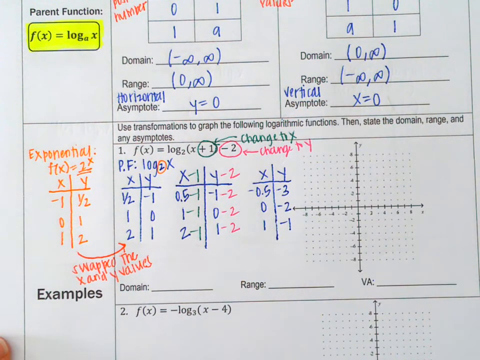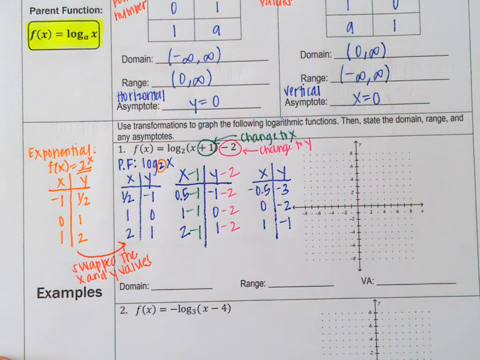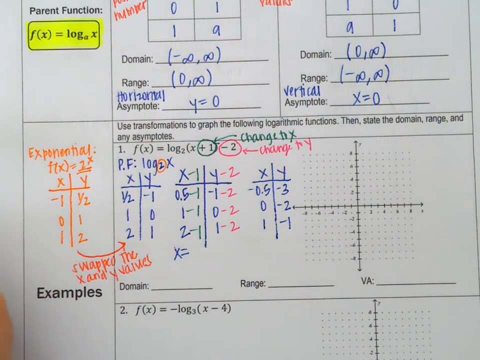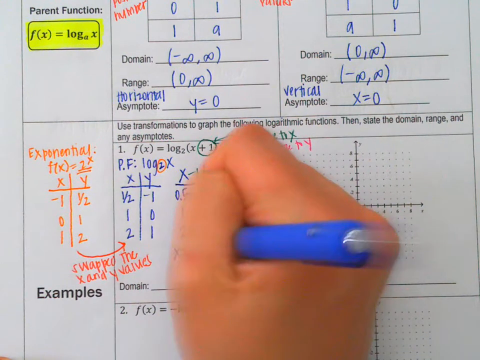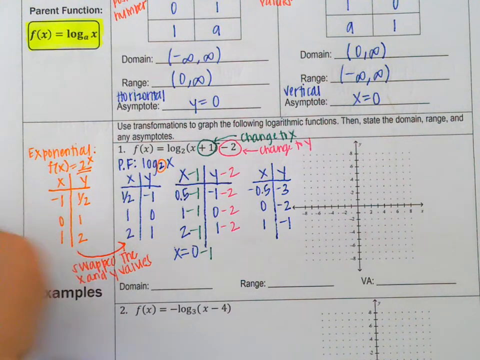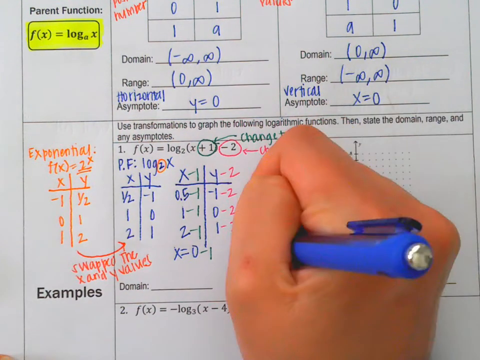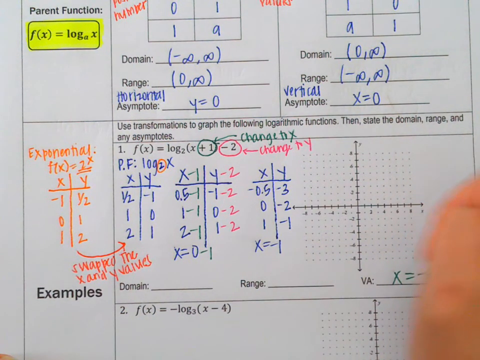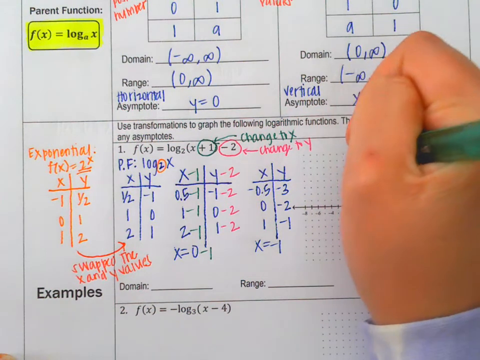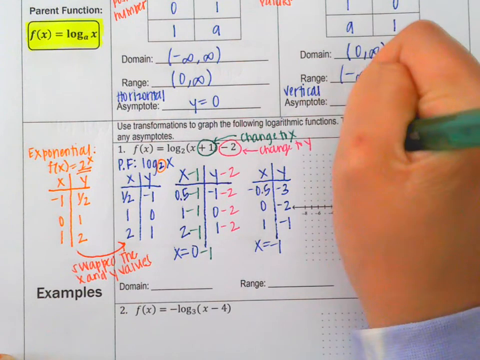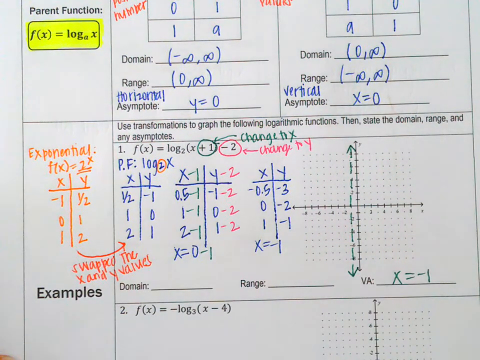Now, just like with exponential, I prefer to graph my asymptote first. Remember, my parent function asymptote is at x equals 0. So I look to see, how do my x values change? Well, we subtracted all of our x values by 1. So my new asymptote is going to be at x equals -1. And so we're going to graph that. So -1 is here.